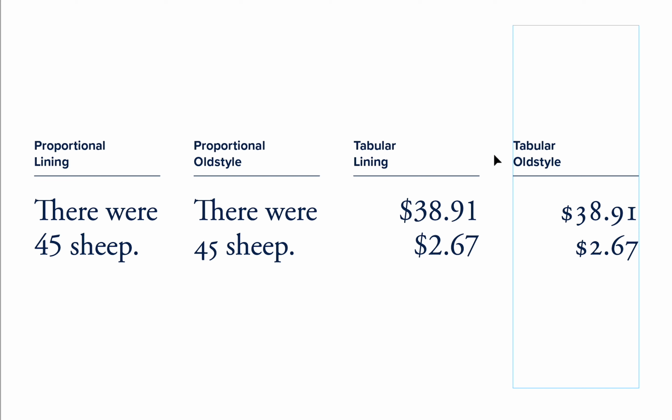And these tabular ones are best used in the cases of where you have tables or lists of numbers. And you can see this is how the lining versus the old style looks. Tabular old style is very uncommon, and tabular lining is recommended for most use cases where there are lists or tables of numbers.